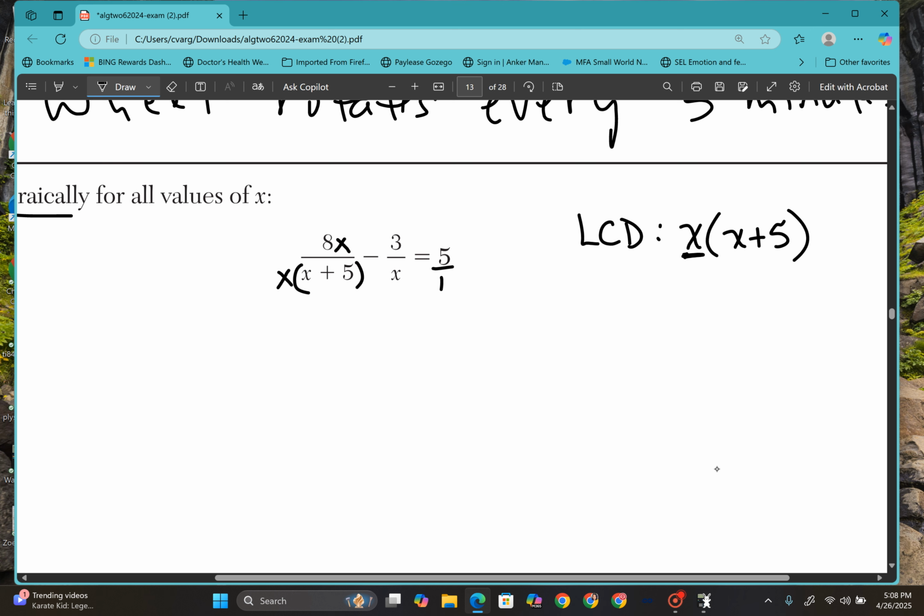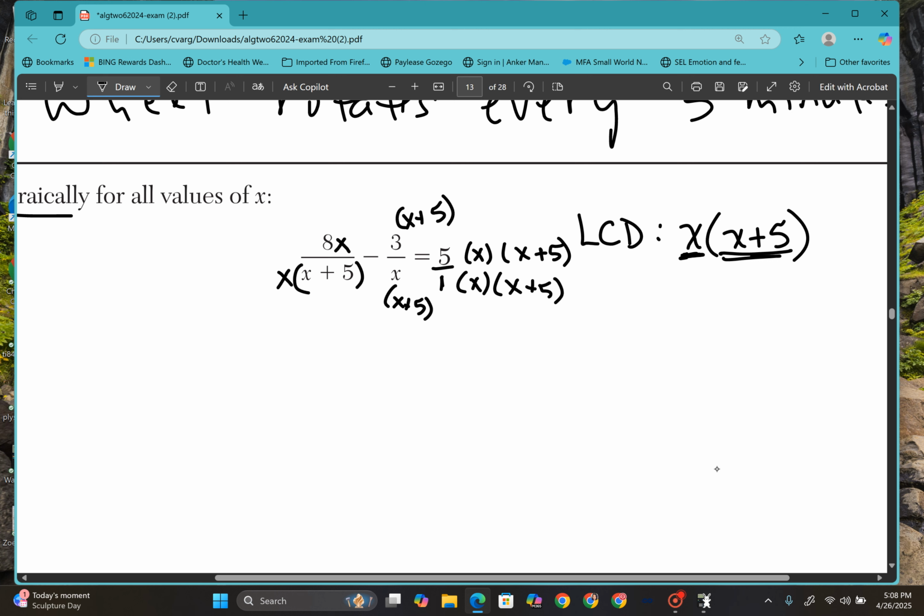Cool. On the second one, what's missing here, we have the x, okay, but we don't have the x plus 5. So we have to multiply both top and bottom by x plus 5. Cool. Over here, there's a 1. There's no x, nor is there an x plus 5, so we have to multiply it by both. And whatever you do to the bottom, you do to the top.